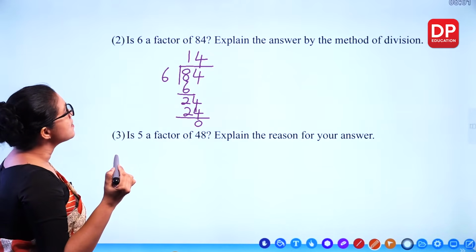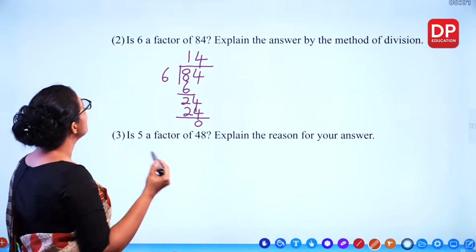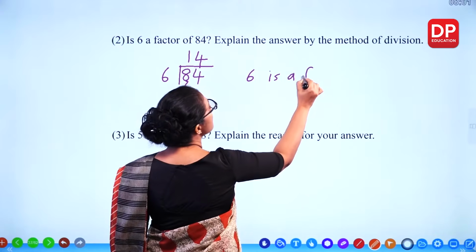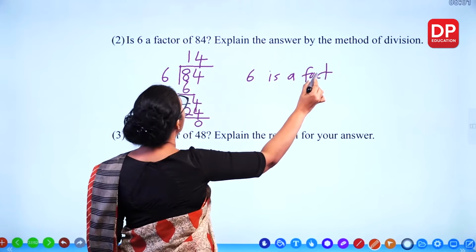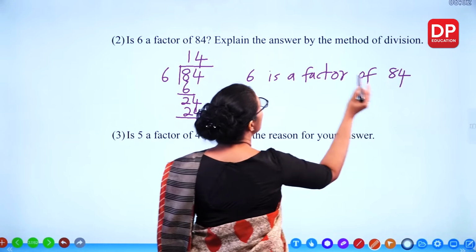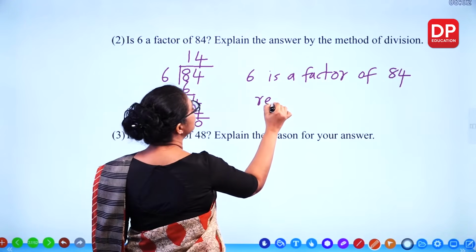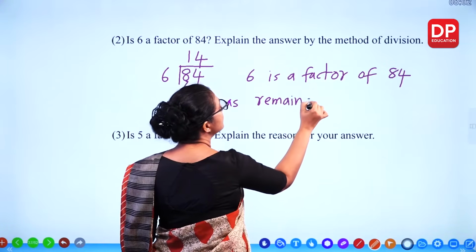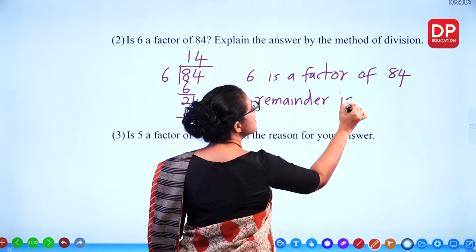So, explain the answer by the method of division. So, we can say 6 is a factor of 84 because the remainder, I'll write as, remainder is 0.